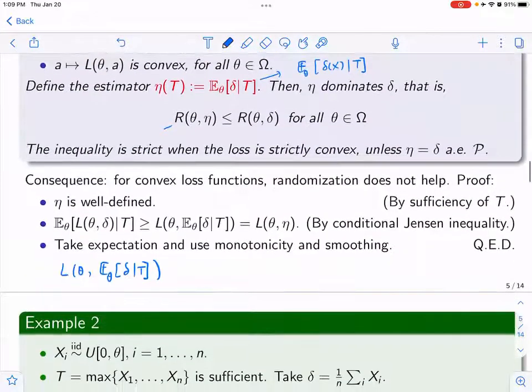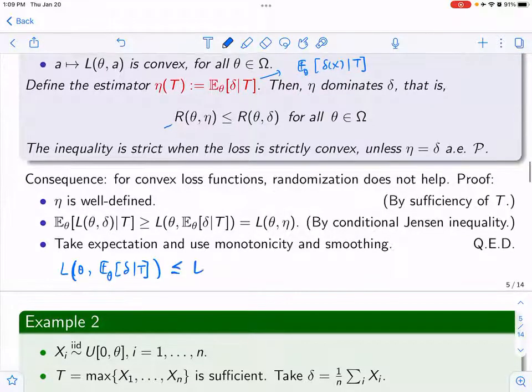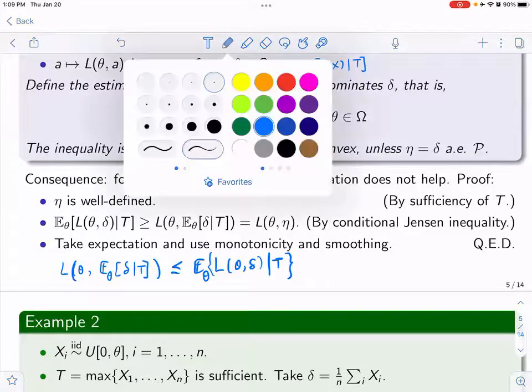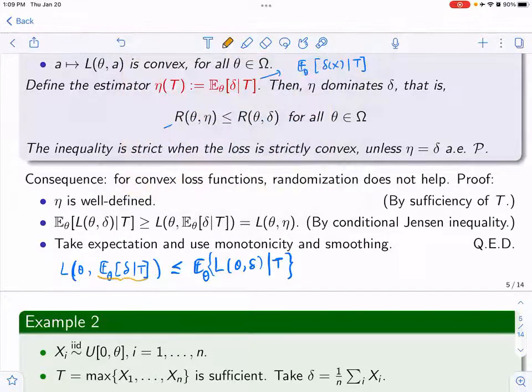So I'm going to do this, and then I pull out the expectation because in the second argument I'm convex. I can pull it out and get a bigger value. So L theta and delta, but conditional on t. And then this is by definition eta. And then I take the expectation of both sides.